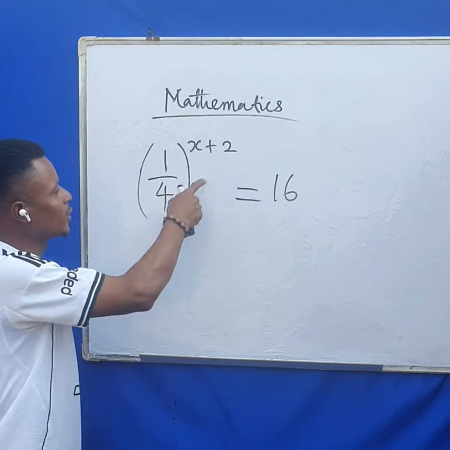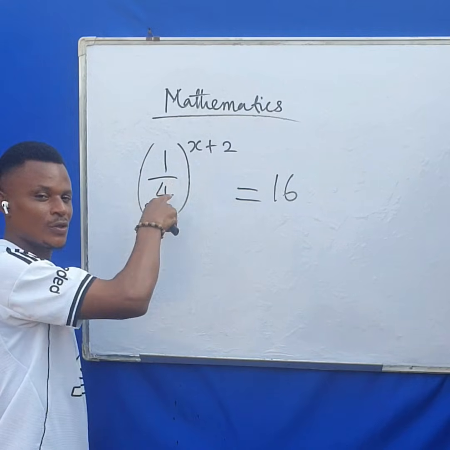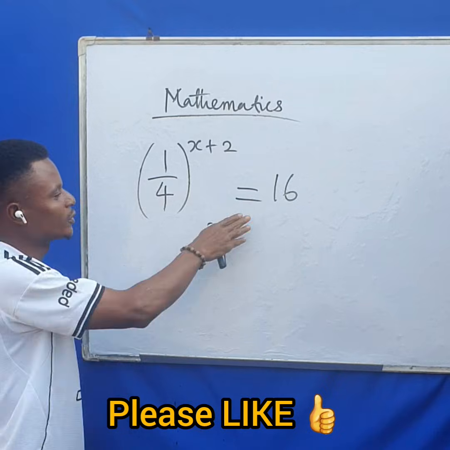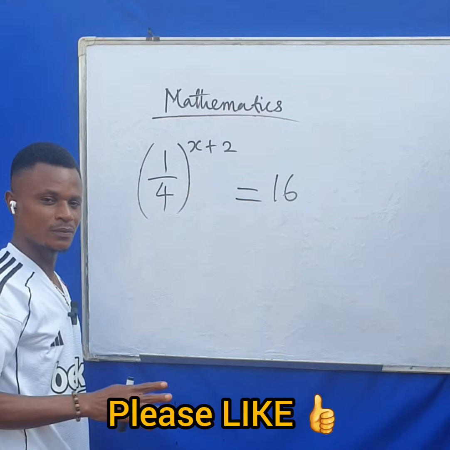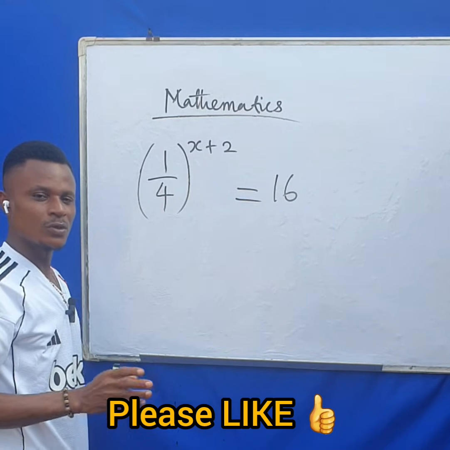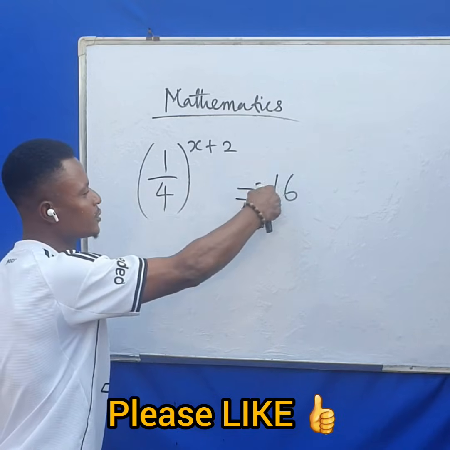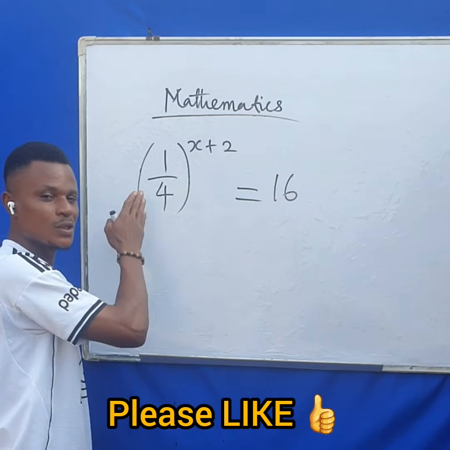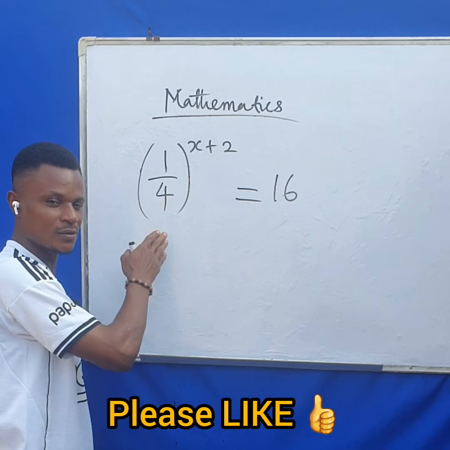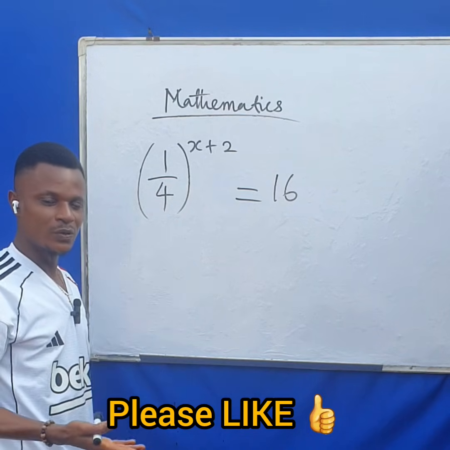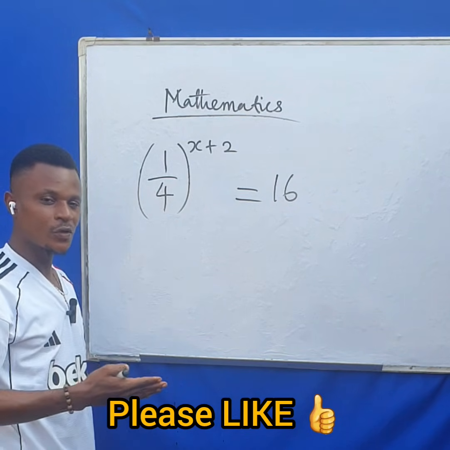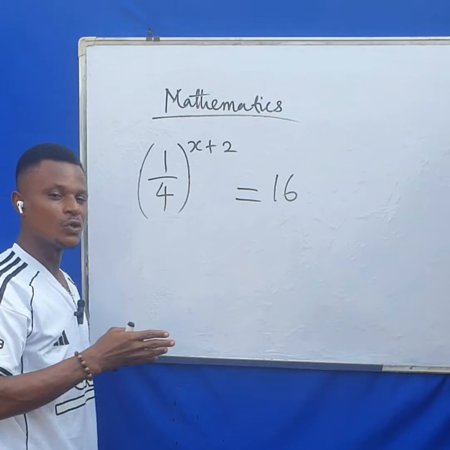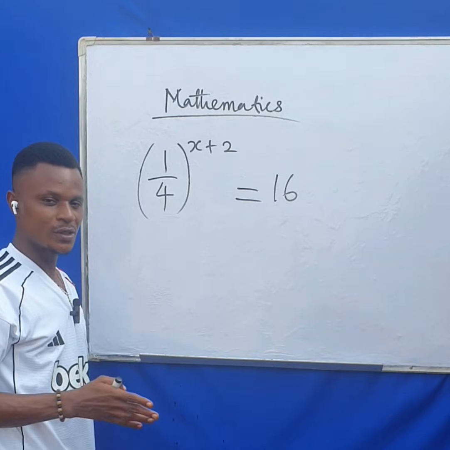Now, if you look at the left-hand side of the equation, you can see that it is in exponential form, while the right-hand side is not in exponential form. So we are going to rewrite the right-hand side in exponential form, in the same base as the left-hand side. And the question is, how do we do that? There are a series of steps you need to take before you can achieve that, which I'm going to guide you through. You understand?